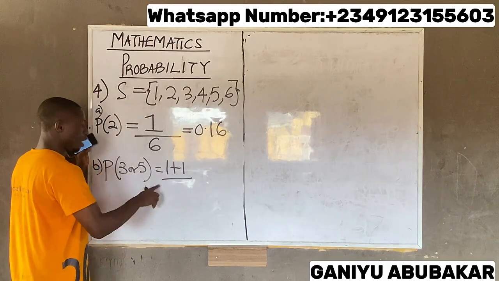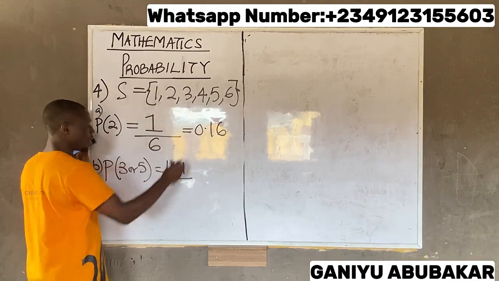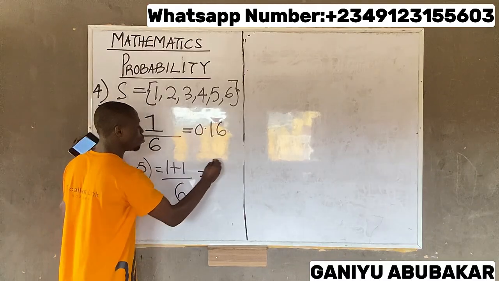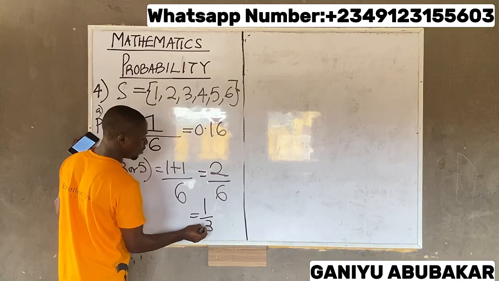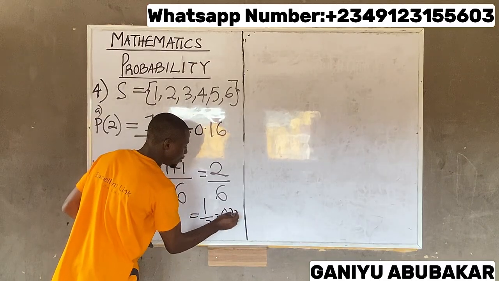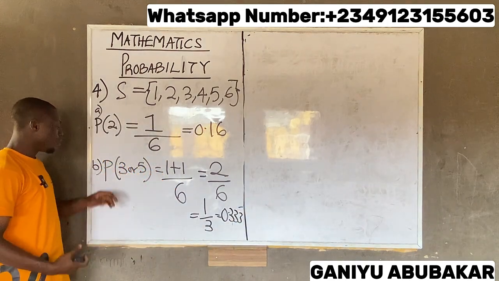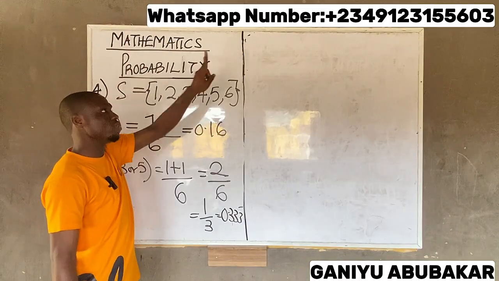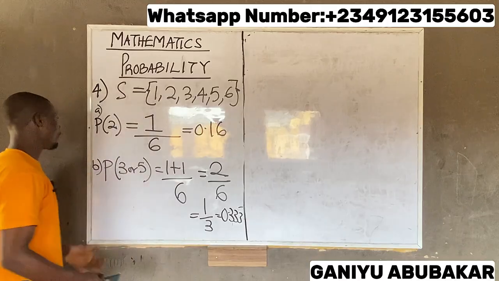Okay, so I'm having this, right? All over total outcome, that's 6. This one gives you 2 over 6. This one gives you 1 over 3, and that's equal to 0.333 continues. Right? So what I'm saying is this: for 3 and 5, they are just 1 each. 3 is 1, 5 is 1. So combine them, that's 2 over what? The total outcome, that's 6. So I solve this, please.